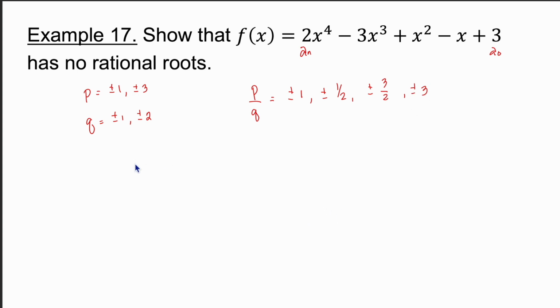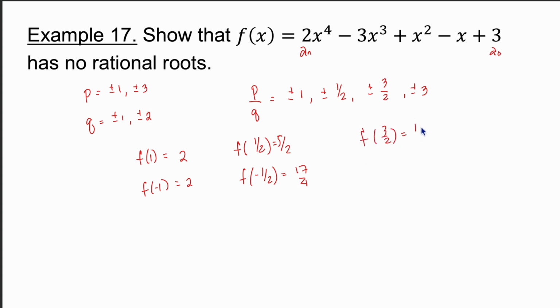Ngayon, using the factor theorem, isa-isahin natin. F of 1 is equal to 2. F of negative 1 is equal to 2. F of 1/2 is 5/2. F of negative 1/2 is 17 over 4. F of 3/2 is 15 over 4. F of negative 3/2 is 27. F of 3 is 90. And f of negative 3 is 10.